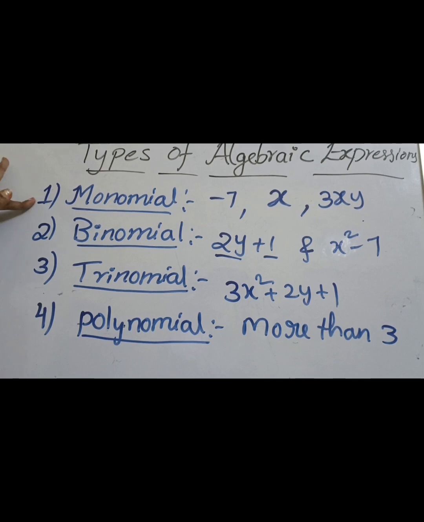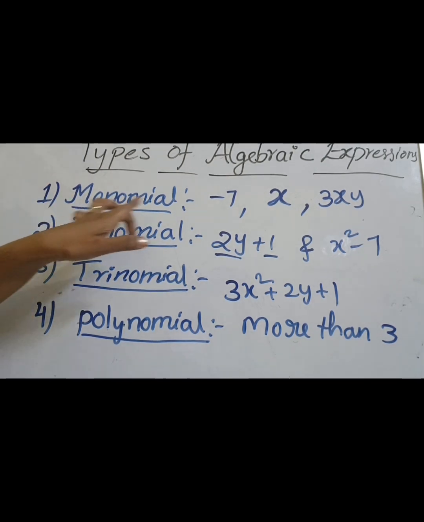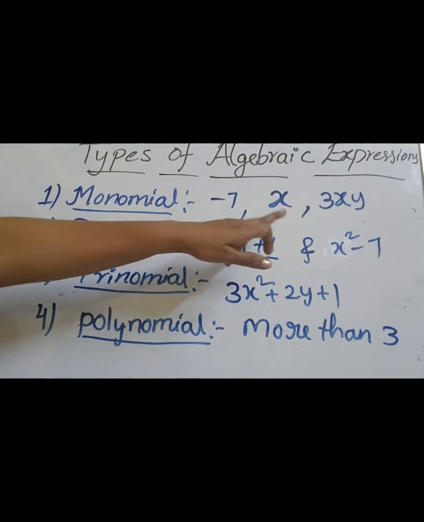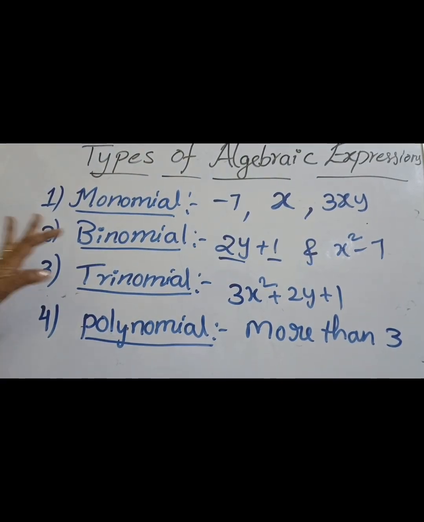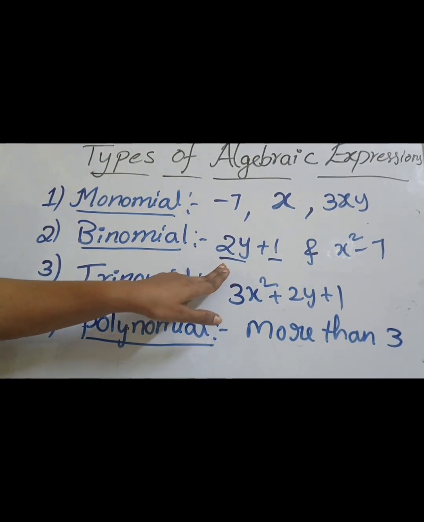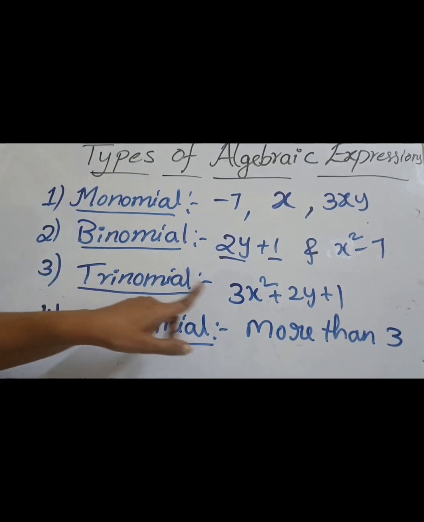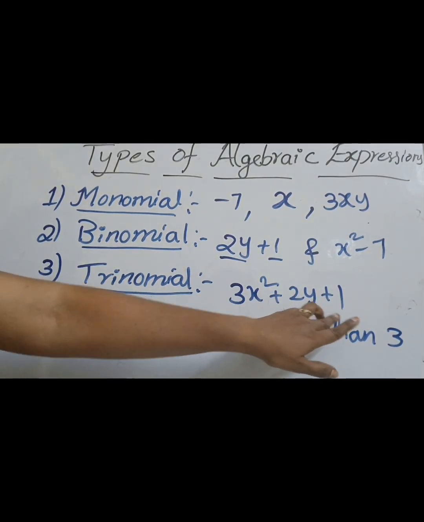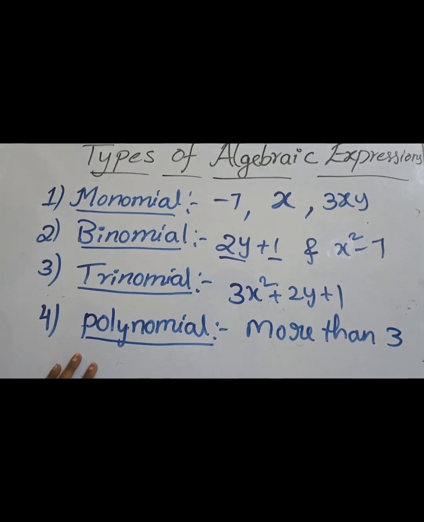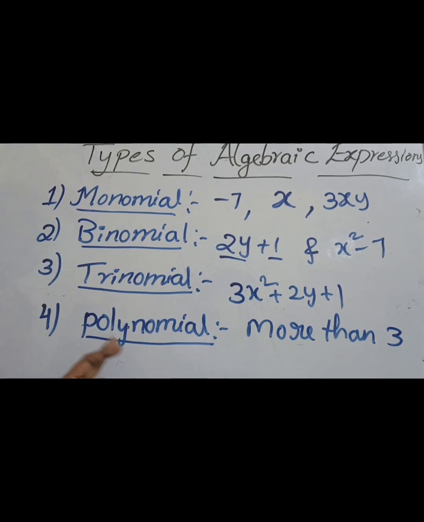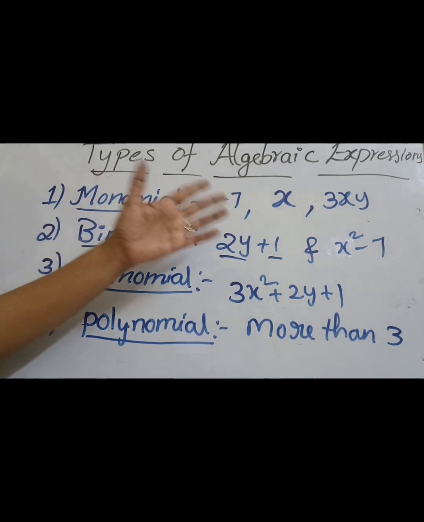What is first? Monomial. Monomial is nothing but mono means single term, and next binomial means 2 terms. An expression should have 2 terms, and trinomial means an algebraic expression should have 3 terms, and polynomial is nothing but more than 3 terms. Clear? So next we'll see another concept, children, that is the degree of an expression.